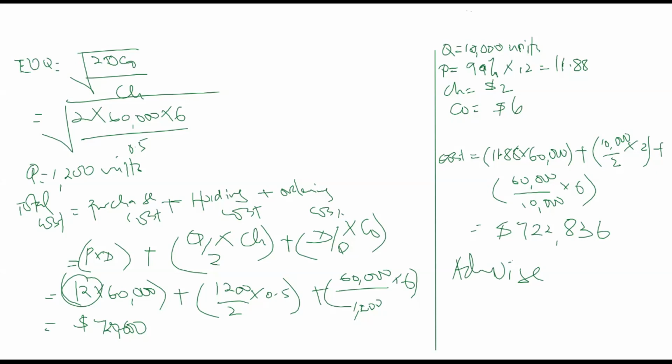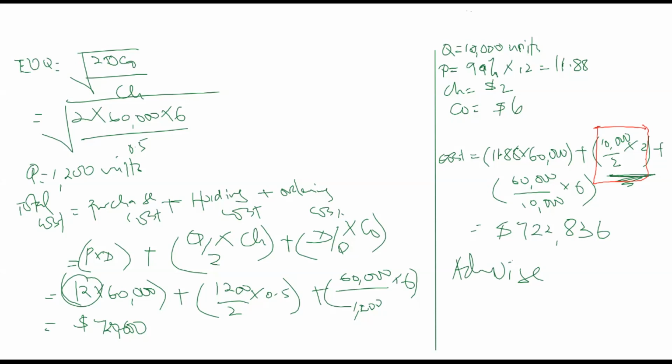Now, question one. Ask. I think I got lost somewhere. In that 10,000 over 2, yes, 10,000 over 2. I thought it's supposed to be 60,000. Don't forget this 10,000 divided by 2. It's the part for getting the holding costs.